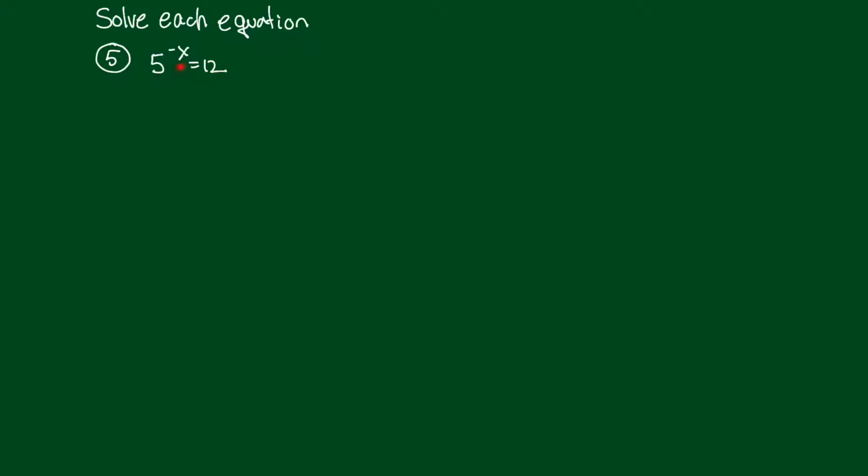To solve this exponential equation, it's exponential, right, because the variable's in the exponent. Let's take the log of both sides. You undo an exponential with its inverse, which is the log. I'm going to choose to take the log base 10 because that's on my calculator and it's easy to work with. I'm not even going to write the 10 anymore, just a common log. So log of 5 to the negative x is equal to the log of 12.